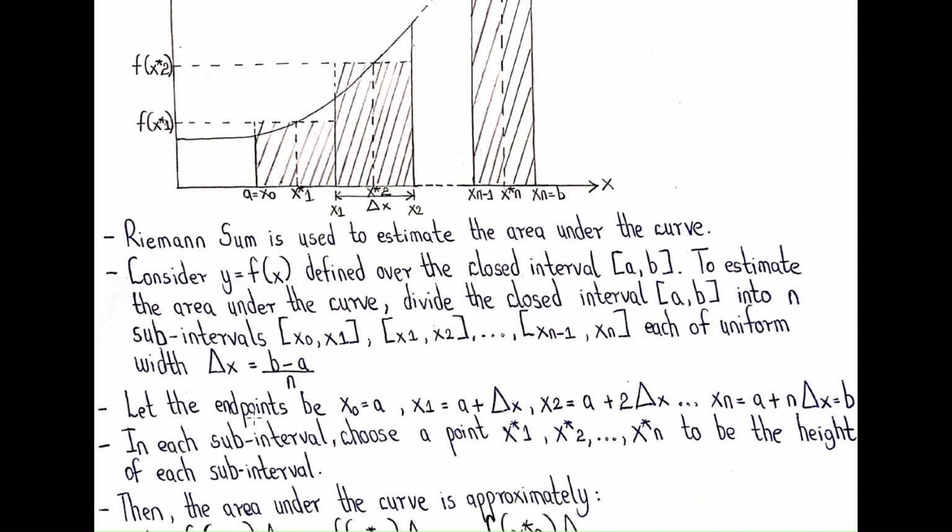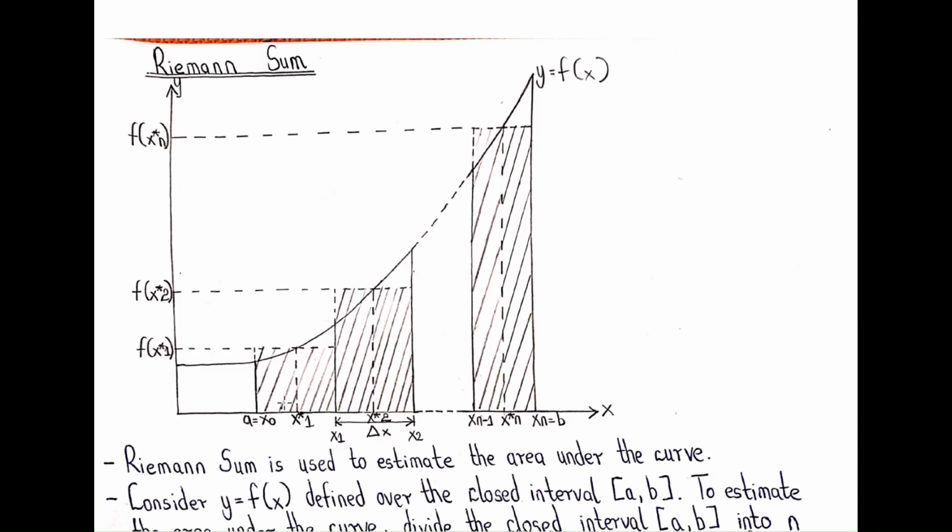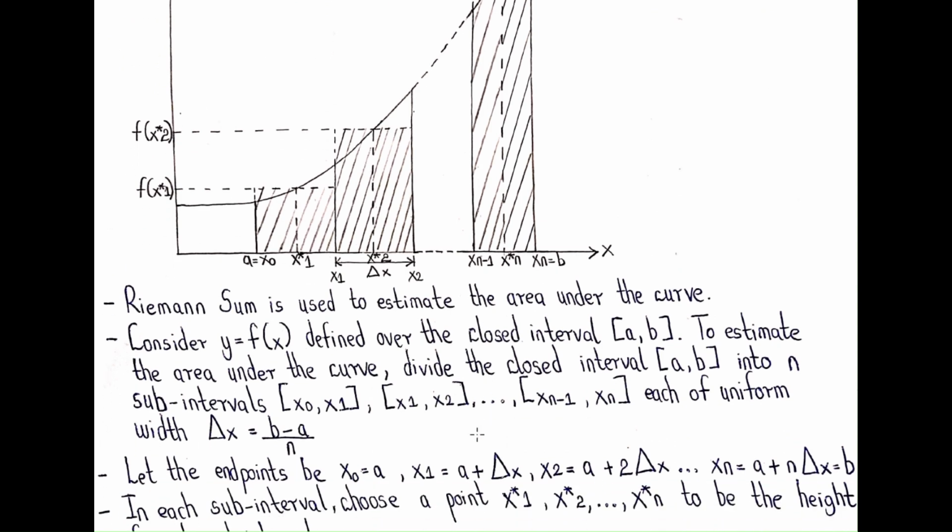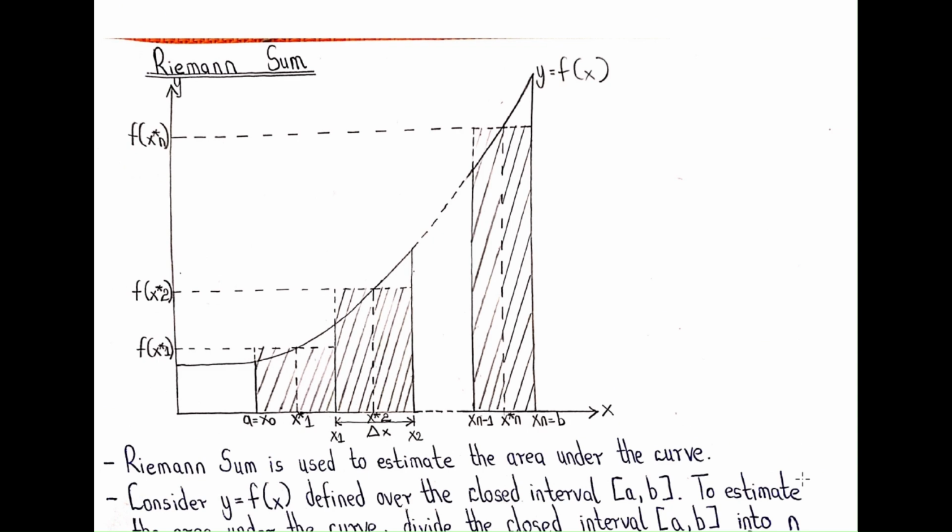So let the endpoints be x0, which is equal to a, x1, which is equal to a plus delta x, x2, which is equal to a plus 2 times delta x, all the way to xn, which is equal to a plus n times delta x, which is also equal to b.